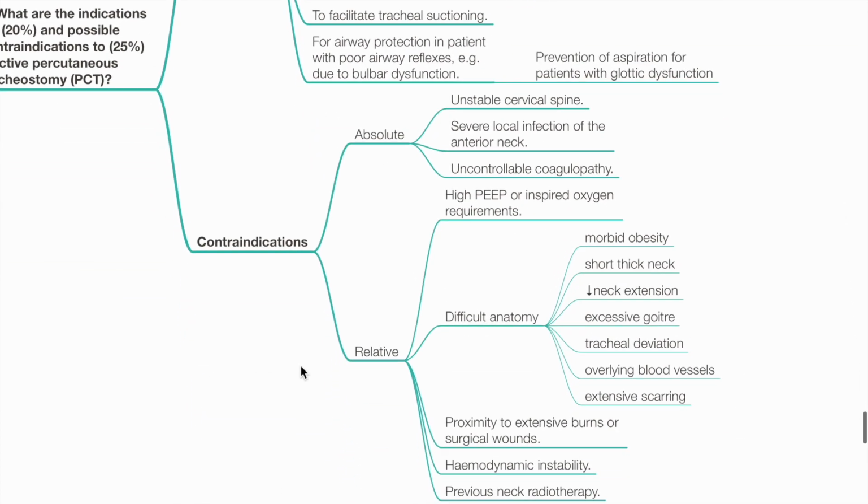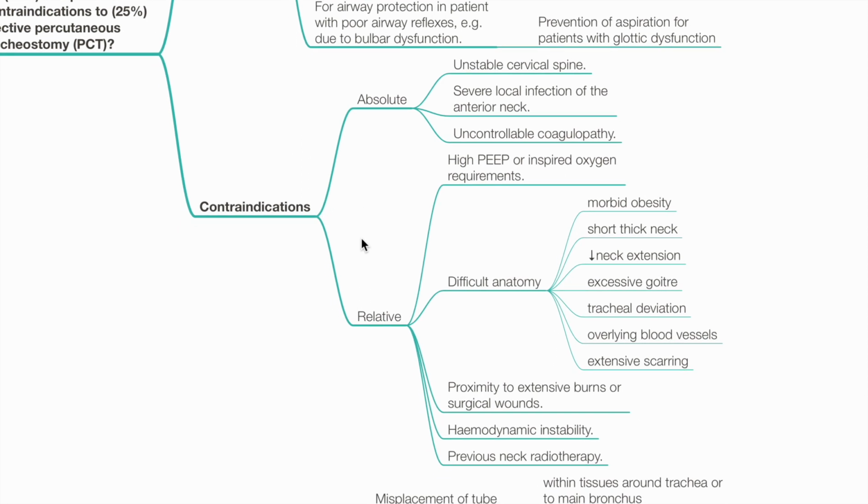Contraindications to percutaneous tracheostomy include unstable cervical spine, severe local infection of the anterior neck, and uncontrollable coagulopathy. Relative contraindications include high PEEP or inspired oxygen requirements, features of difficult anatomy such as morbid obesity, short thick neck, reduced neck extension, excessive goiter, tracheal deviation, overlying blood vessels, and extensive scarring, for example due to radiotherapy or burns. Hemodynamic instability is also a relative contraindication.